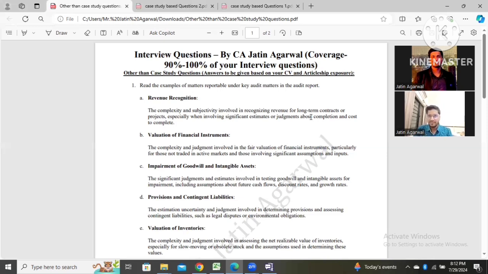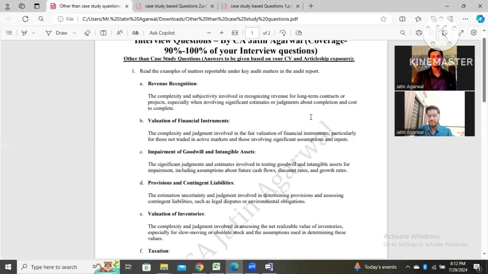Starting with the first question: we have to report some examples which, as auditors, we report under the key audit matters. I have mentioned these points, and you can explain points from these. First is revenue recognition, because if there is complexity in revenue booking, then that can be a key audit matter in the auditor's report.